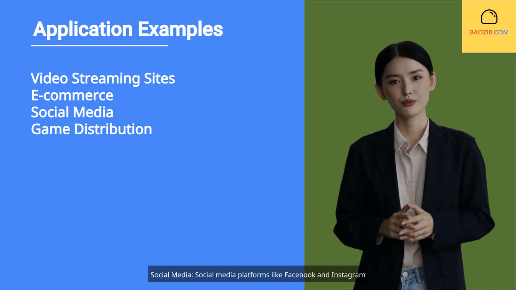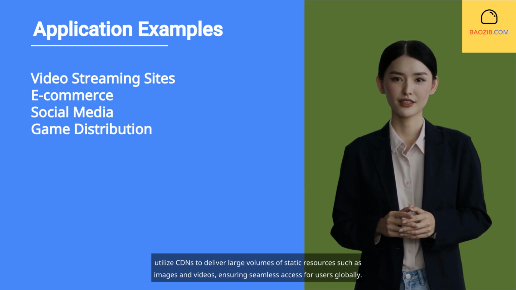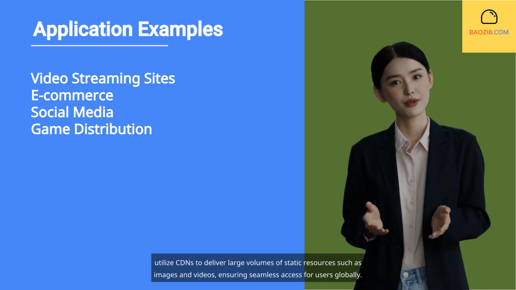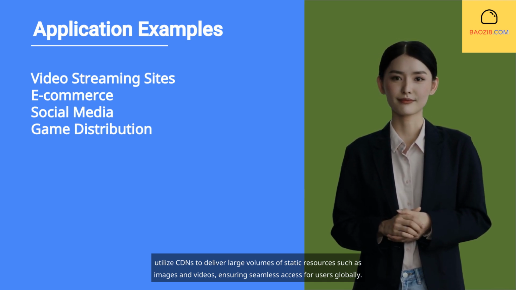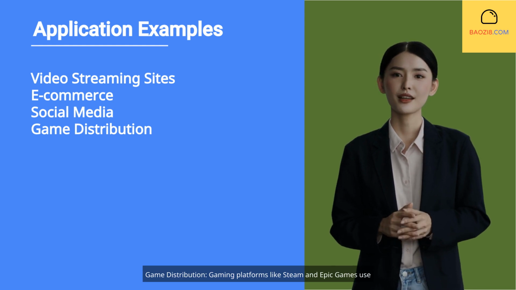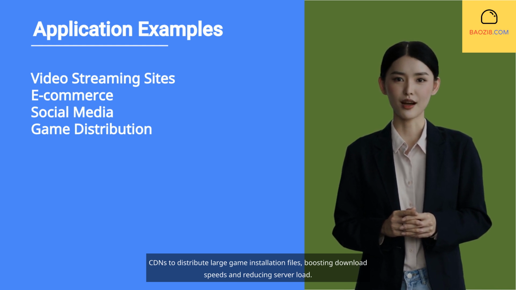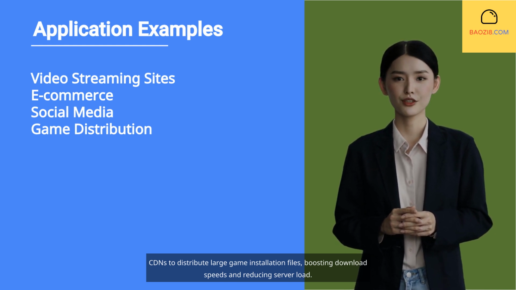Social media platforms like Facebook and Instagram utilize CDNs to deliver large volumes of static resources, such as images and videos, ensuring seamless access for users globally. 4. Game distribution. Gaming platforms like Steam and Epic Games use CDNs to distribute large game installation files, boosting download speeds and reducing server load.